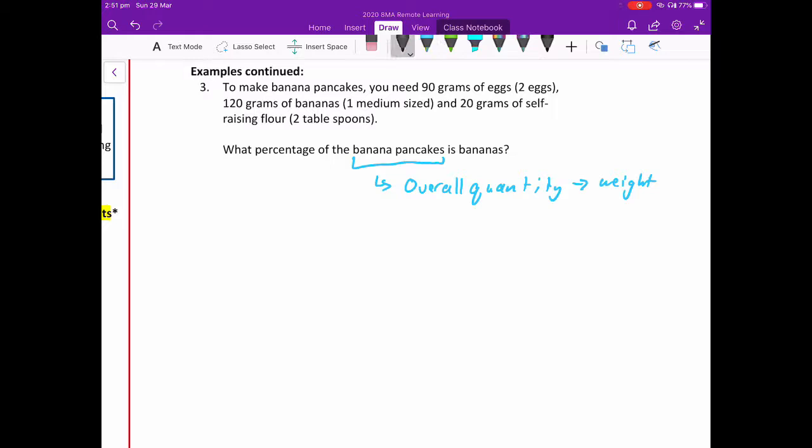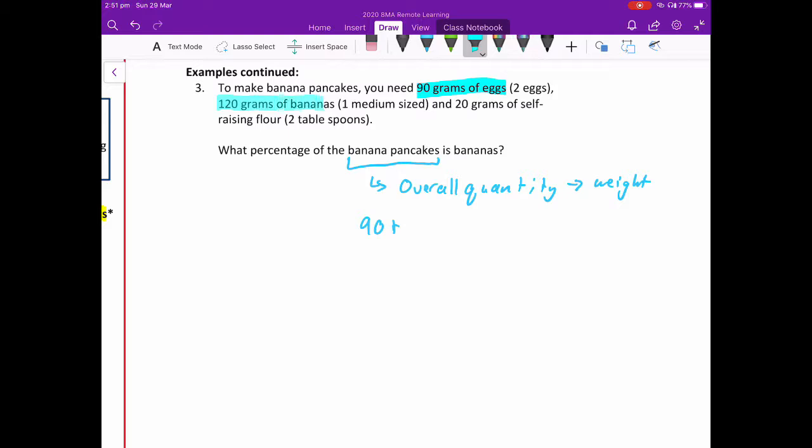So when I'm talking about the banana pancakes, I'm looking at the overall quantity. The quantity here is all in grams, so that must be weight. Okay, so let's calculate that. So I have the 90 grams of eggs, so it'd be 90 plus 120 grams of bananas, so 120, plus 20 grams of self-raising flour. Okay, so this will give a total quantity of 90 plus 120, 210 plus 20, 230 grams.